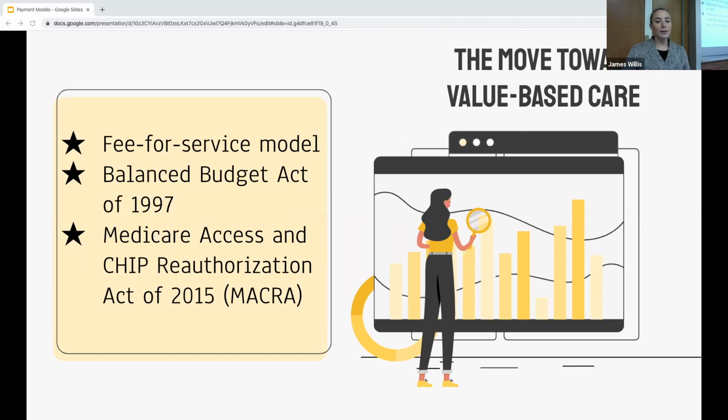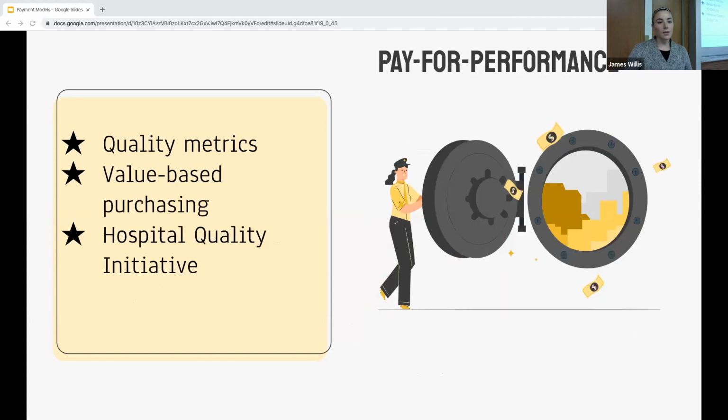So the policy was failing, and in 2015, it was replaced with the MACRA policy, or Medicare Access and CHIP Reauthorization Act of 2015. This was signed in by Obama, and it basically tries to move towards value-based care and uses quality metrics, and I'm going to give you some examples of those. So now we have what's called the pay-for-performance model, which incentivizes providers based on quality metrics that are supposed to be patient-centered and also focused on using fewer resources to provide quality care.